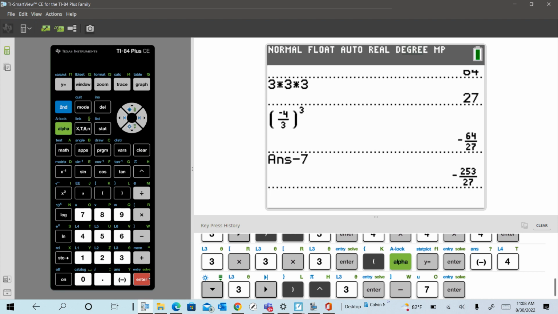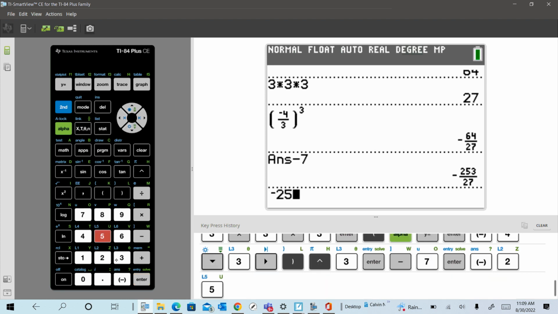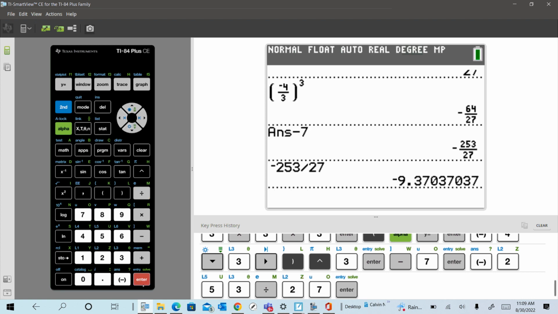You can keep fraction answers. I don't really want decimal answers. No, that is the simplified answer. If you put negative 253 divided by 27, this might be irrational. Well, it is repeating.